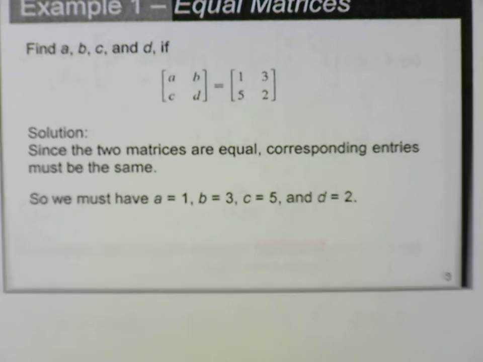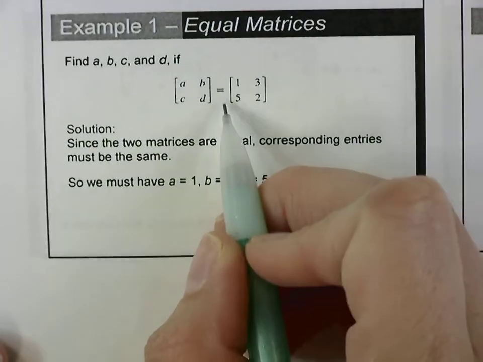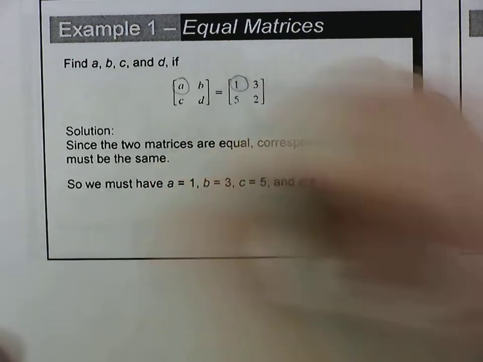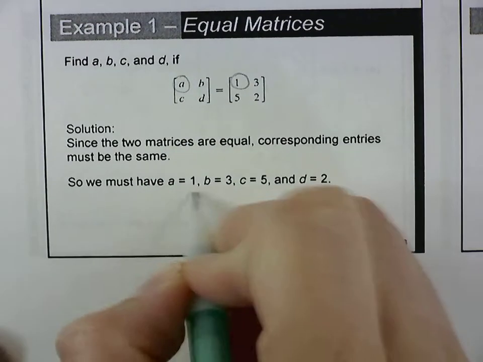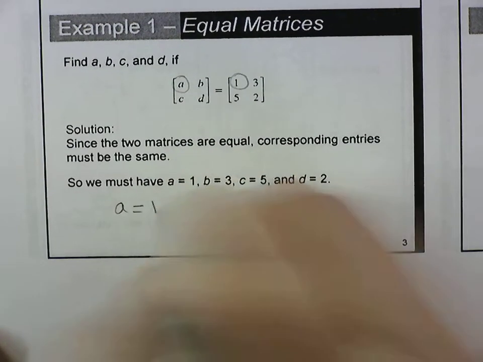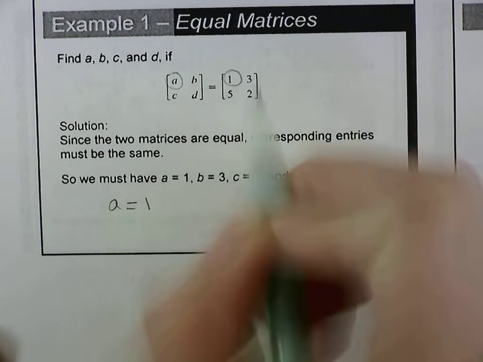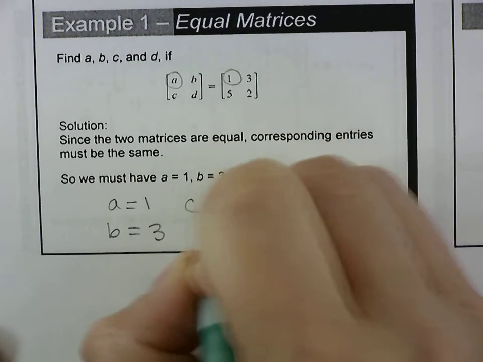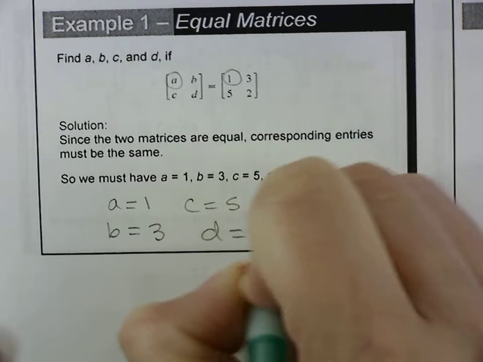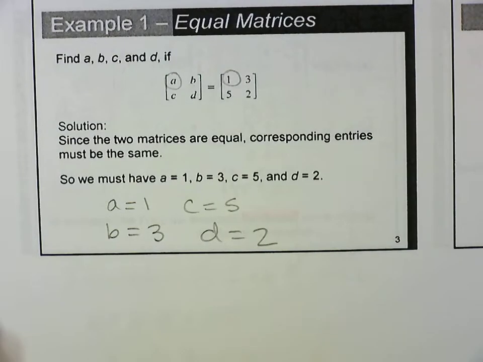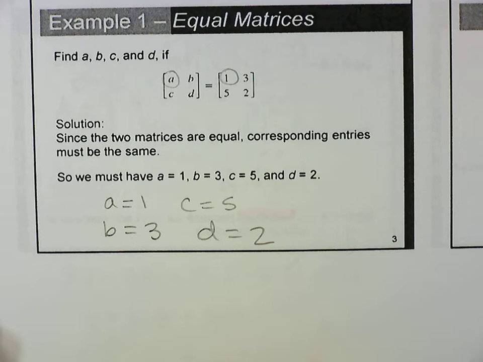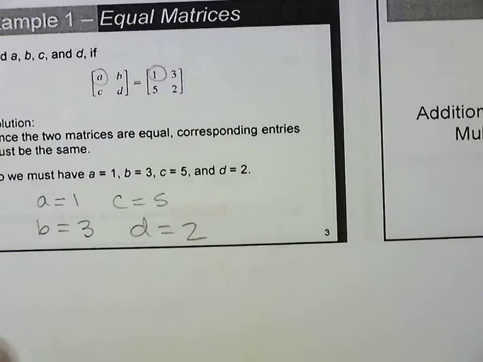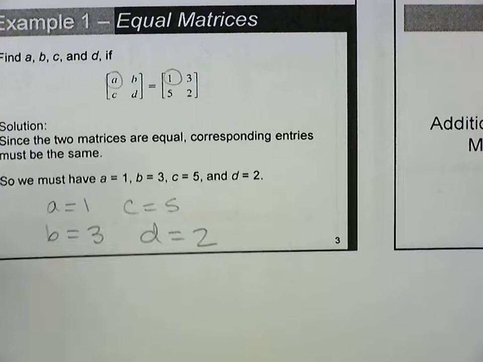Since the two matrices are given as equal, we know that whatever is in position A has to be equal to 1, which we already have written down. Your A value has to be 1. Your B value would have to be what? 3. Your C value would have to be 5, and your D value would have to be 2, because your matrices are equal. They're just your corresponding entries.